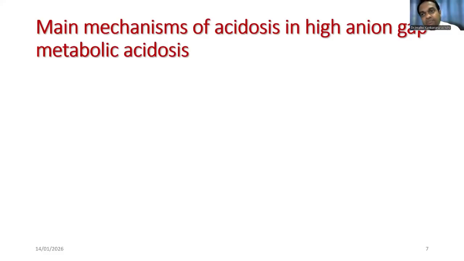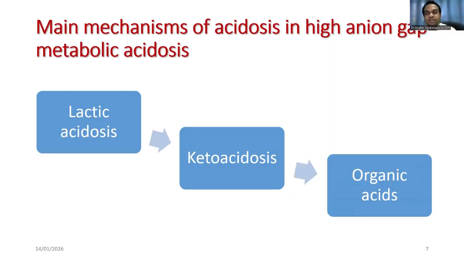If you have a child with high anion gap metabolic acidosis, that means not loss of bicarbonate, you should be able to explain this metabolic acidosis by these three: Is it due to lactic acid? Is it due to keto acids? Or is it due to organic acid? Always try to explain your acidosis if it is high anion gap. Out of these three, some patients will have all three.